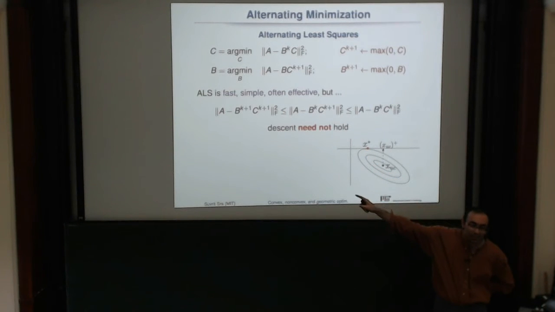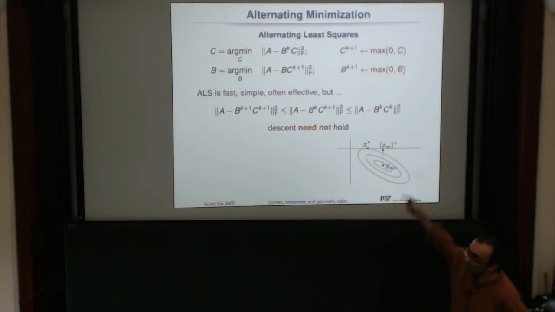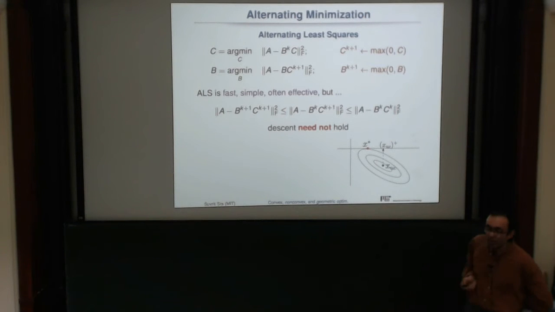And in high dimensions, this becomes very pronounced. And this alternating least squares is not even guaranteed to converge. I think it can oscillate, at least for the constrained problem, and I've seen that oscillation happen in practice. Anyhow, it's still used by some people.